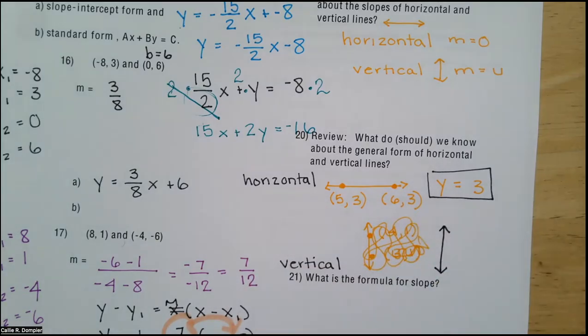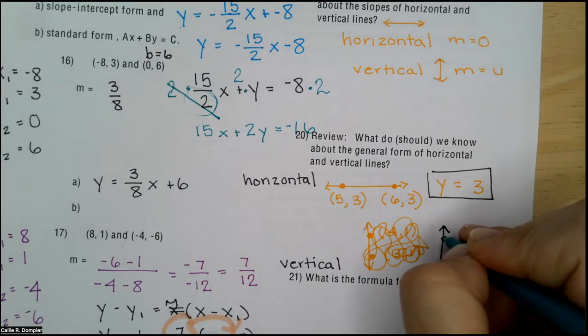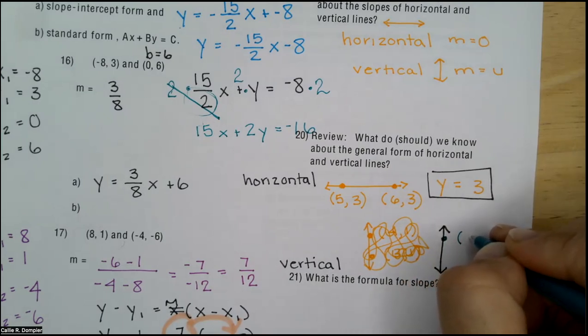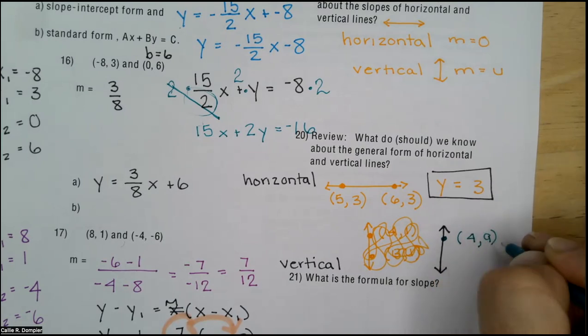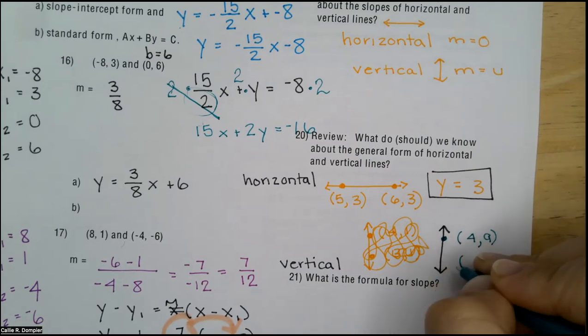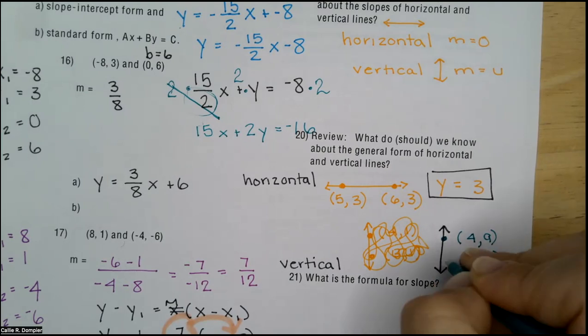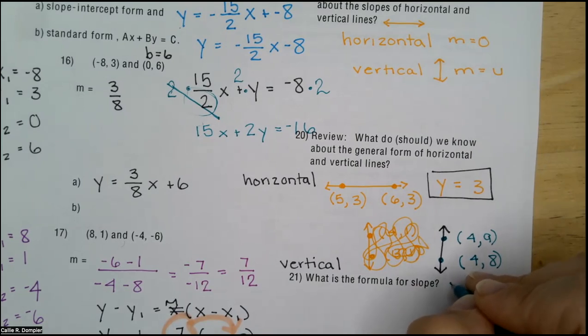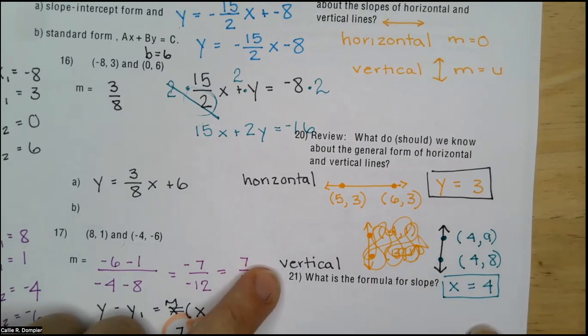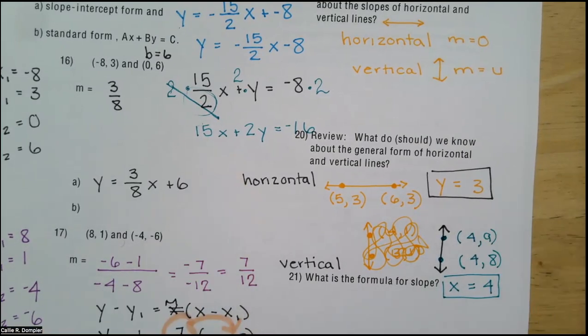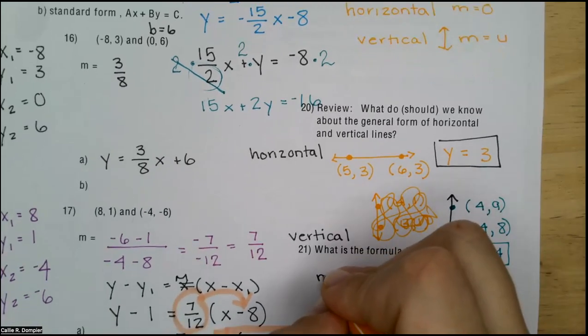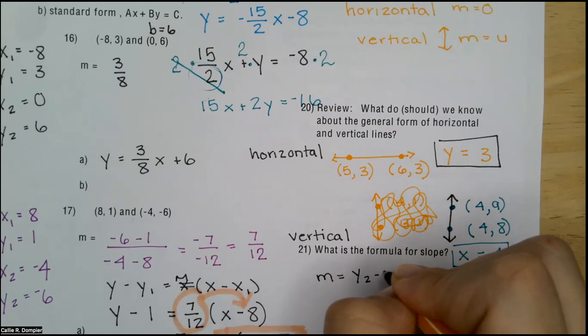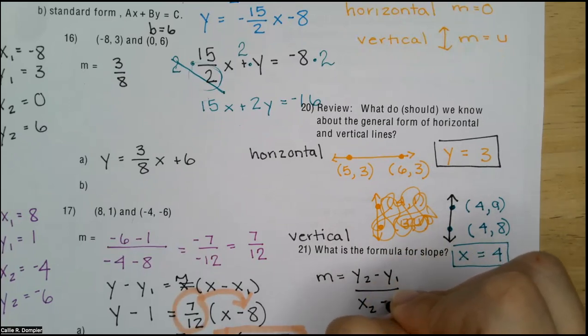Let's think about making up 2 points. This will be the point (4, 9). Okay, x is 4, y is 9. Here, x stays the same, but y is smaller, right? So here we have x stays the same. So for vertical, x stays the same. For horizontal, y stays the same. And what is the formula for slope? We've been using it for several problems. m is y minus y divided by x minus x.